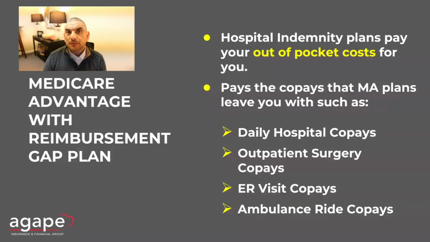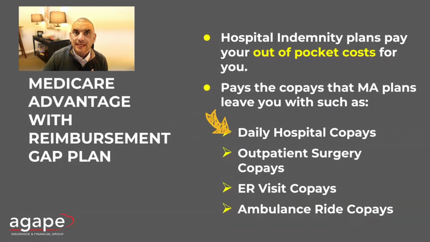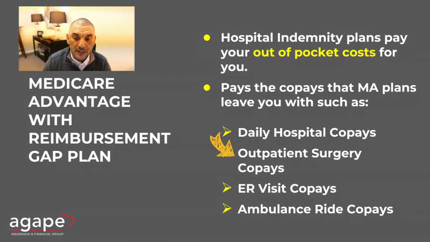And the reason is because there are a lot of gaps within the Medicare Advantage plan. Daily hospital copays. In my local area, those are about $300 a day, and some plans make people responsible up to 9 days, where if they go into the hospital today, they're responsible for that $300 for that time period. You have outpatient surgery copays. You have ER visit copays. You have ambulance ride copays.